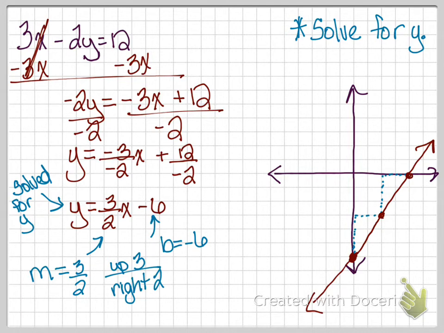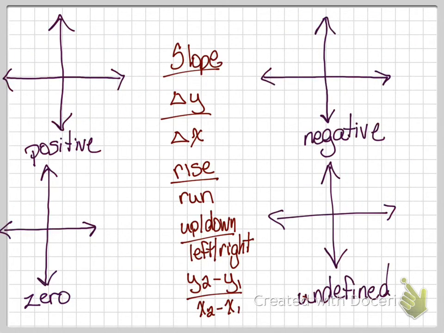Okay, is it okay if I go to the next screen? Okay. The last thing that we're going to talk about today is slope. You can find slope if you've got an equation of the line. You can also find slope if you've got two different points on a line. So what I have here is really 4 different ways that you can think about slope. The triangle means change in.